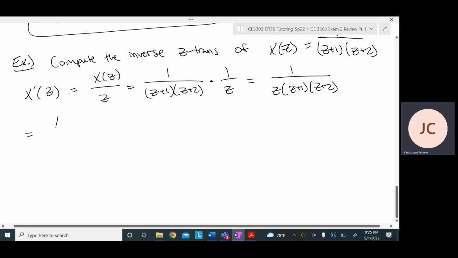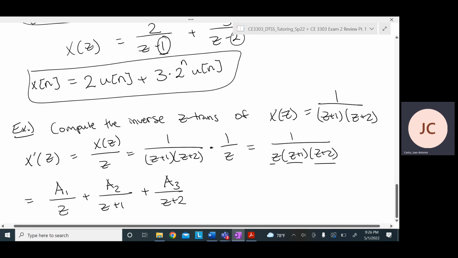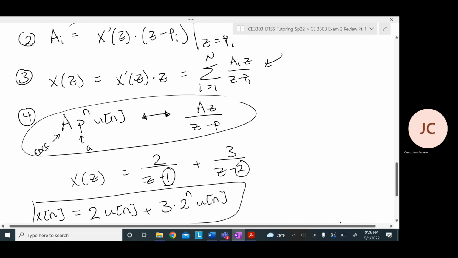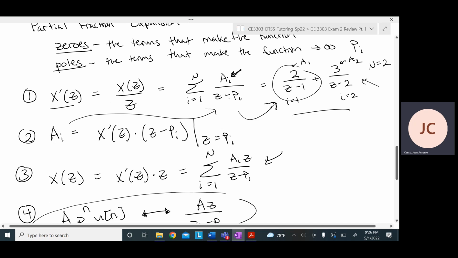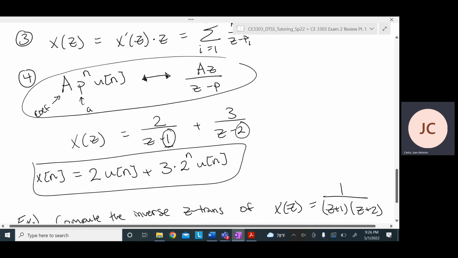Okay. And so now this x prime of z, 1 over z times z plus 1 times z plus 2, is equal to, we just set this up, you take each of these terms and you put them underneath the coefficient. So you say a1 over z plus a2 over z plus 1 plus a3 over z plus 2. Okay, that's what we have up here. This summation, not this one, of a sub i over z minus our poles.